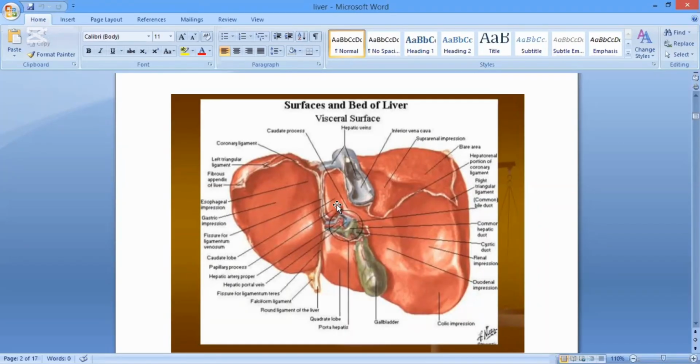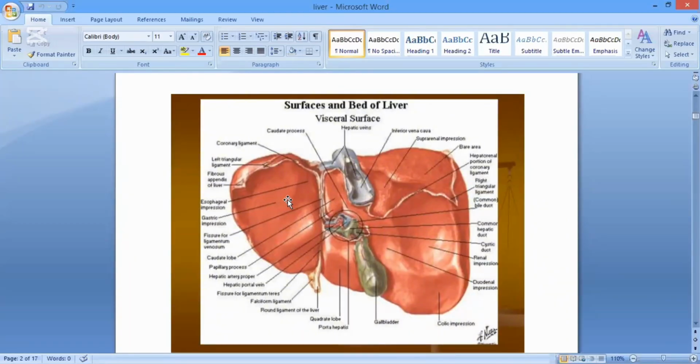Now we go to the left lobe. The left lobe, you can see, is the smaller one. As I told you before, the left lobe is lying against the esophagus, and its inferior surface has an impression for the esophagus and a larger impression for the stomach, right?